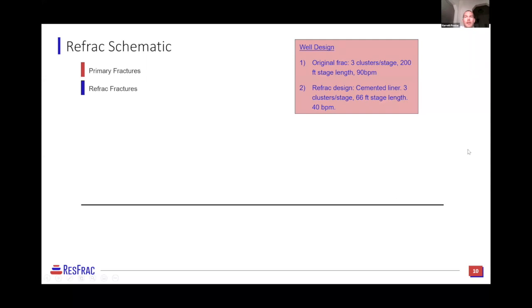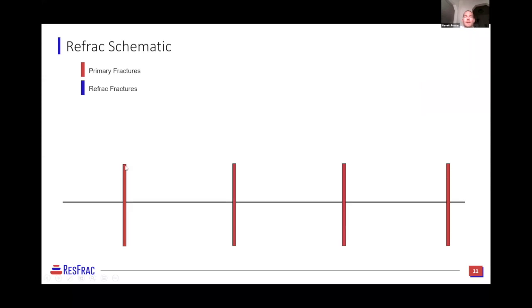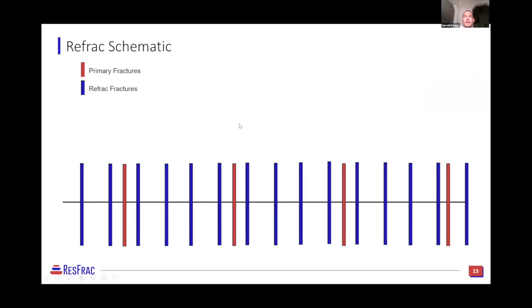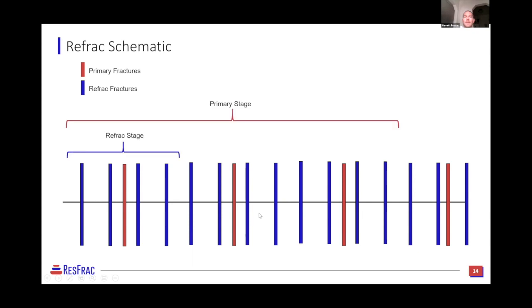So if we look at what's happening there, we're going to have our original fracs. Our original stage length was that 200 feet, and we have 3 clusters within that 200 feet. Then when we refrac, we're going to plug off the initial perforations when we cement in a new liner, and then we will have refrac at a tighter spacing.